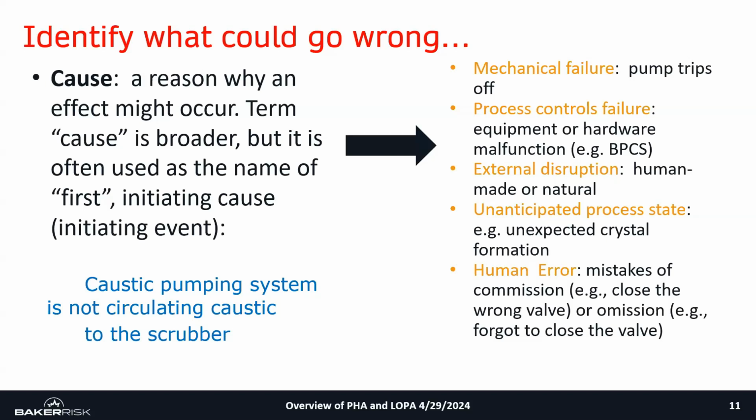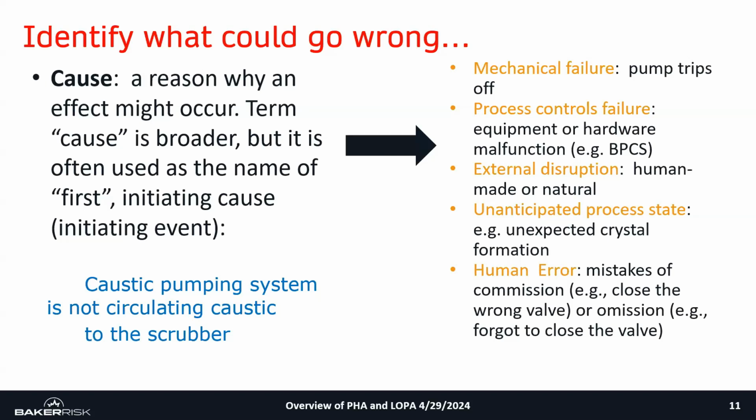So as you may recall, the first step was identify what could go wrong. Typically, PHA lingo is identifying causes. So you'll hear the word cause quite frequently, but essentially a cause is a reason why an effect may occur. It's sometimes referred to as an initiating event or initiating cause. And I think an example might be the best way to further illustrate this.